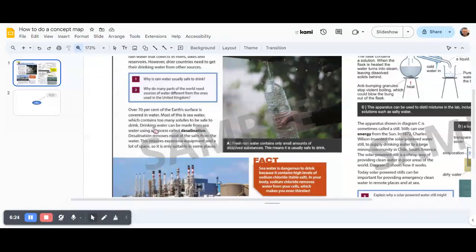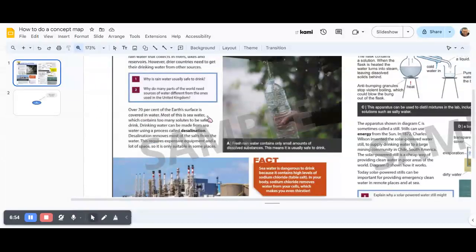Let's read through the next part. Drinking water can be made from seawater using a process called desalination. That seems to be a very important word in this paragraph, so we're going to try and put that in our concept map. Desalination removes most of the salts from water. This requires expensive equipment and a lot of space, so it's only suitable in some places. This is now becoming quite an elaborate paragraph, so let's try and break this down.